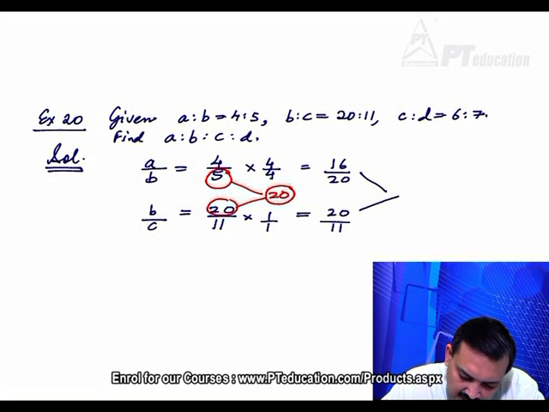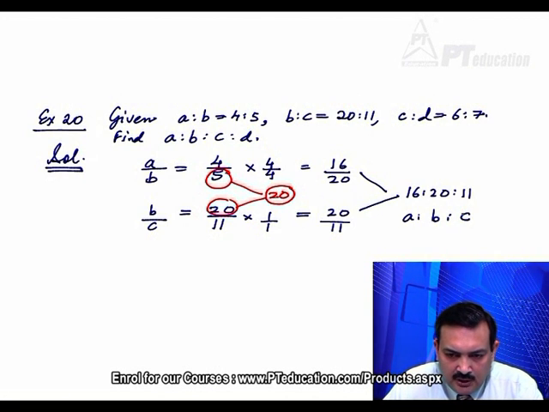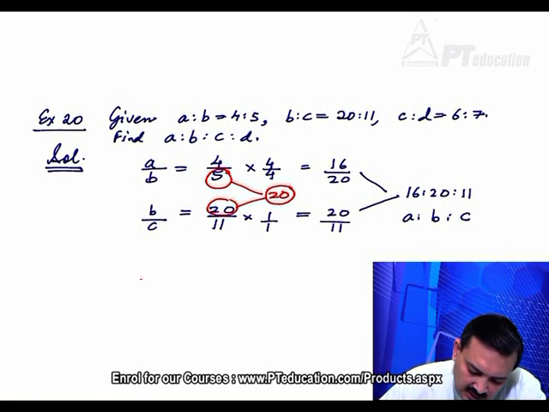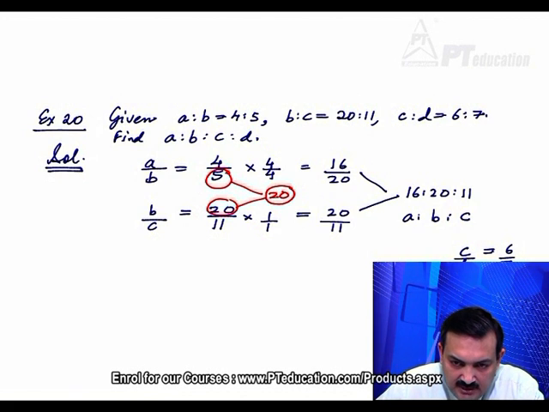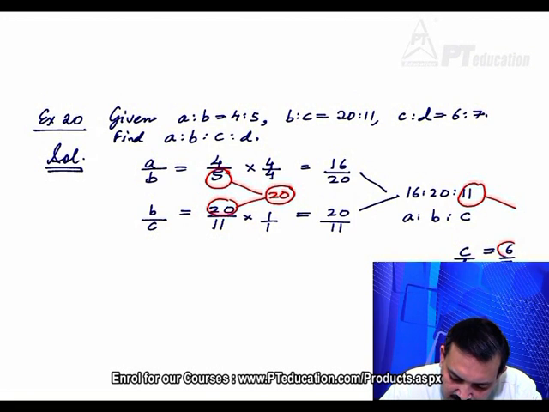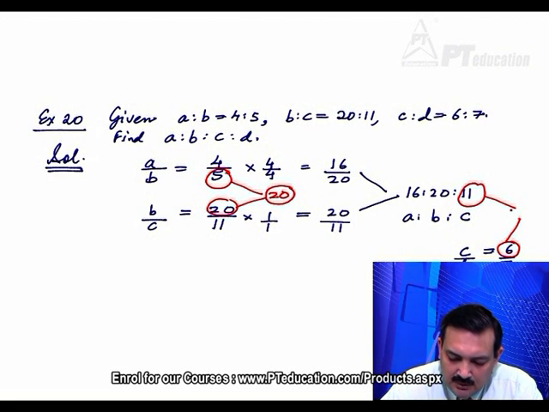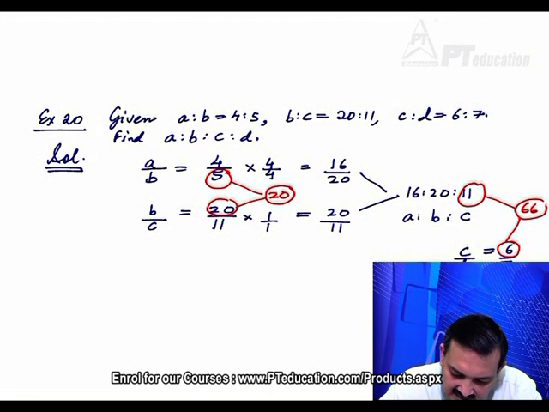And so from here, the common ratio comes out to be 16 is to 20 is to 11, which is A is to B is to C. I hope all of you are able to see it. So we take it to the next level now. We know that C by D is equal to 6 by 7. So that means that from this 11 and from this 6, we have to come to a common number, and that common number has to be 66.